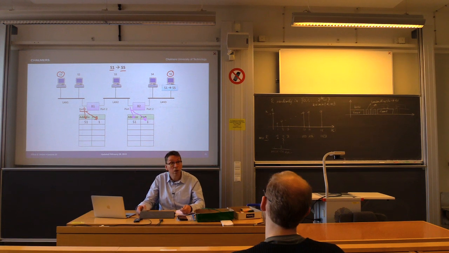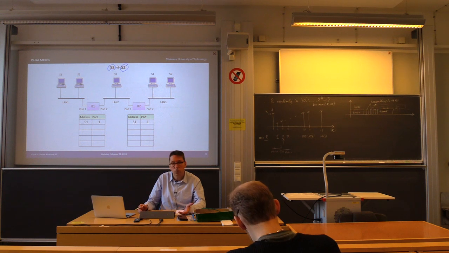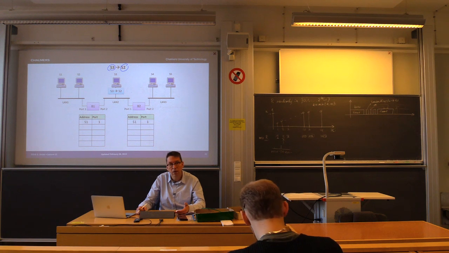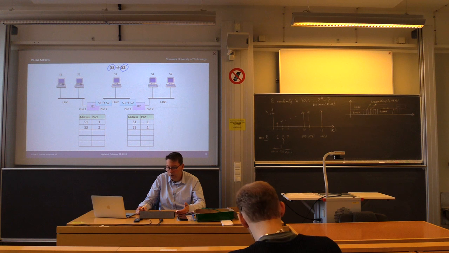Okay, so let's continue to learn. And we learn, if we are the bridges, by inspecting the traffic which is ongoing on our ports. So if S3 now decides to send something to S2, what's going to happen? S3 generates a packet from S3 to S2. This is picked up by the bridges. So what do the bridges do now?